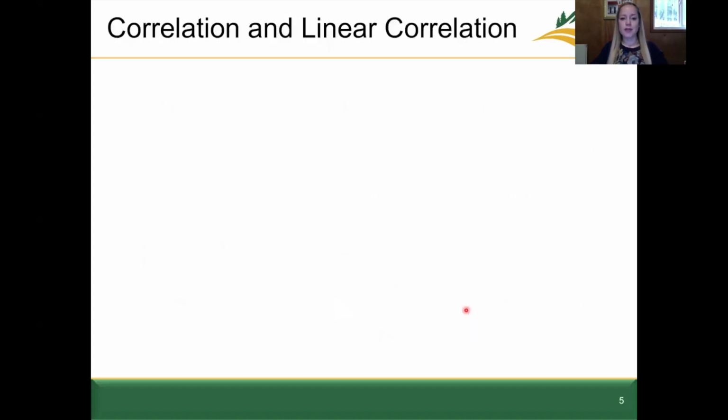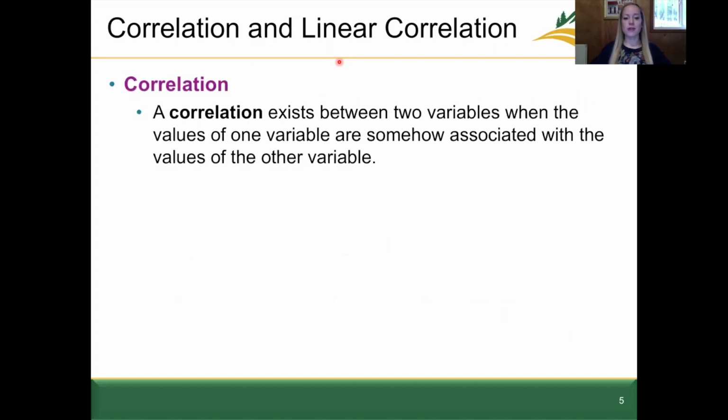Now let's lay some groundwork here. Let's define a correlation and a linear correlation. Generally speaking, a correlation exists between 2 variables when the values of one variable are somehow associated with the values of the other variable. So a correlation is pretty general, but here in our data, one variable is somehow associated with that other variable.